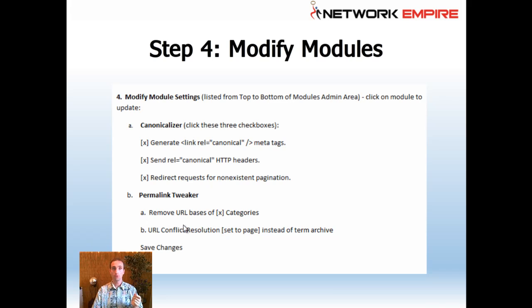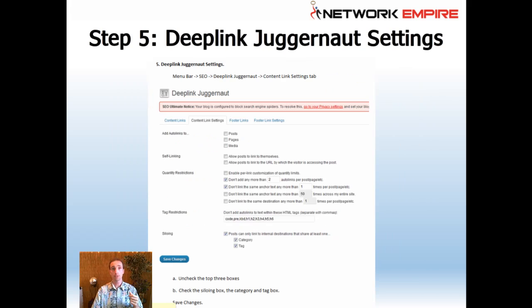Permalink tweaker, remove URL based, put that one, and then the URL conflict resolution, set to page instead of term archive. Then save those changes. So those are going to be the module settings. It'll make more sense when you're actually inside your blog.